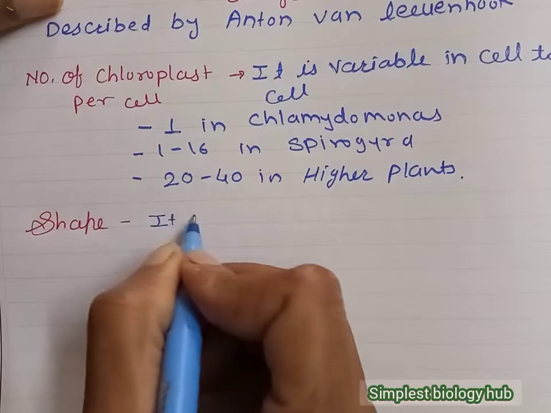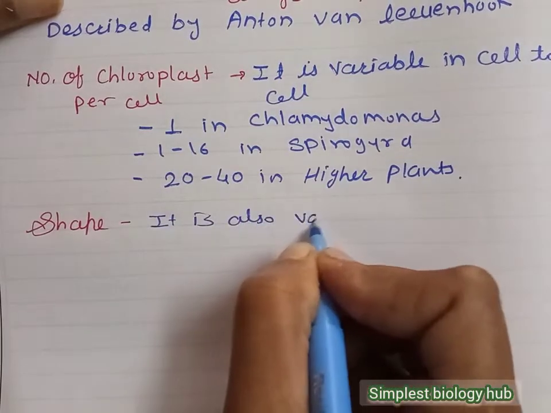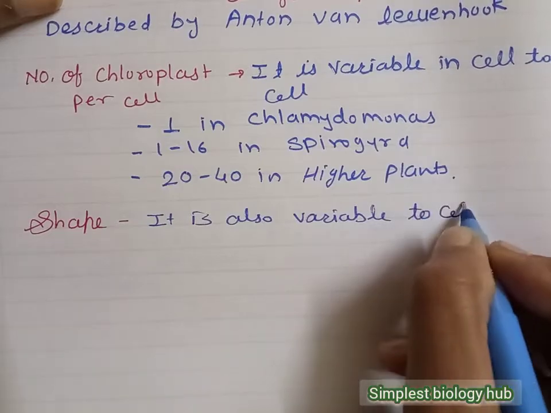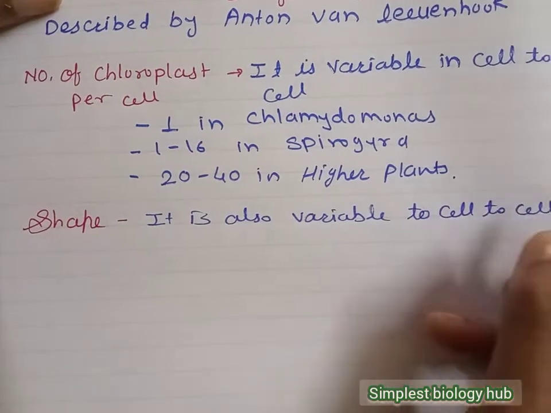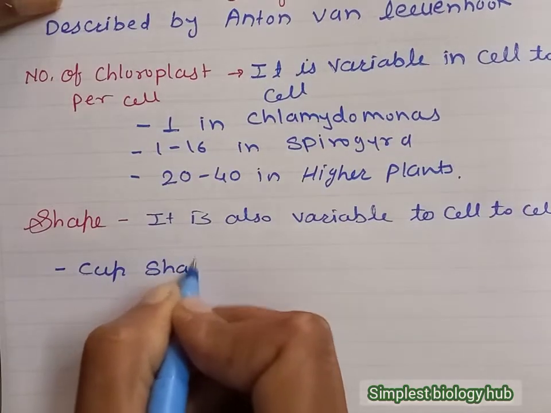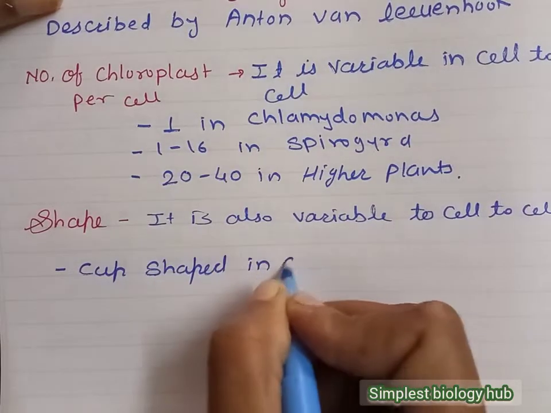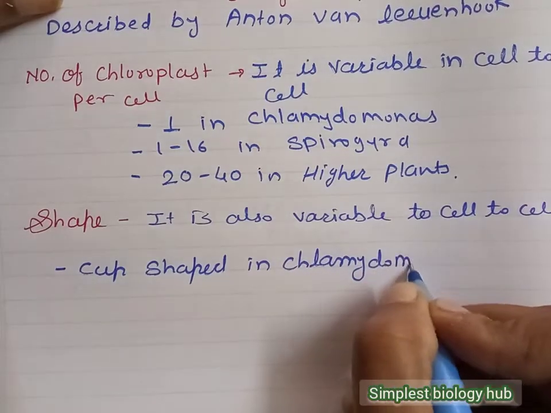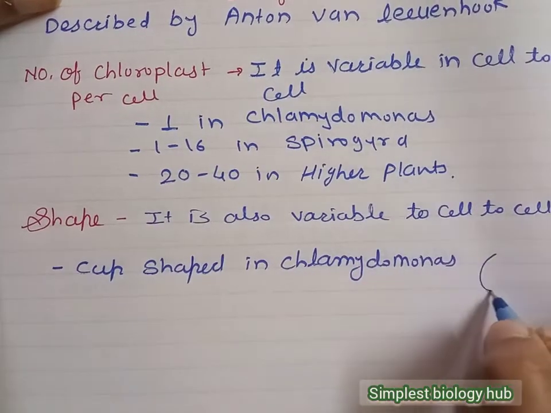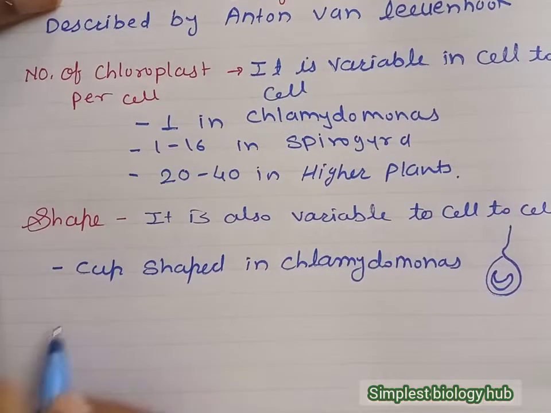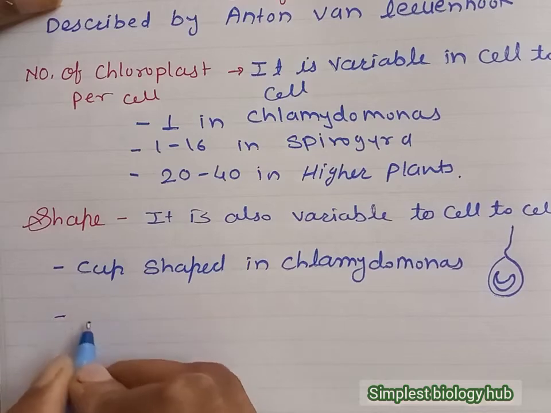Now the shape of the chloroplast. It is also variable from cell to cell. Again we see examples of them. It is a cup shaped structure in Chlamydomonas. Chlamydomonas is a unicellular alga and it contains the cup shape. Here I draw the structure of the chloroplast, the cup shaped structure of Chlamydomonas.